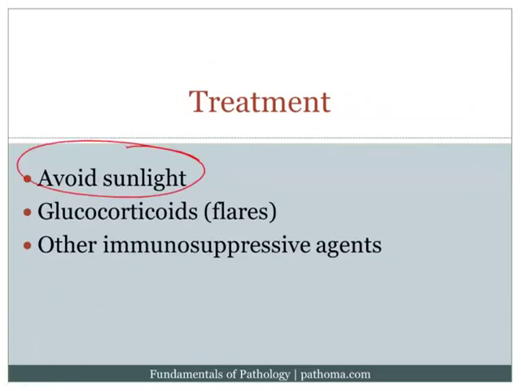Again, the whole notion that sunlight is damaging DNA, resulting in apoptosis, resulting in antigen-antibody complexes. So one thing would be to avoid sunlight. If the patient undergoes a flare, we could give glucocorticoids. Of course, what's driving the entire process is the immune system, and so if you give glucocorticoids, you'd suppress the immune system. And if the patients have refractory disease or if the patients have severe disease, other immunosuppressive agents can be used.